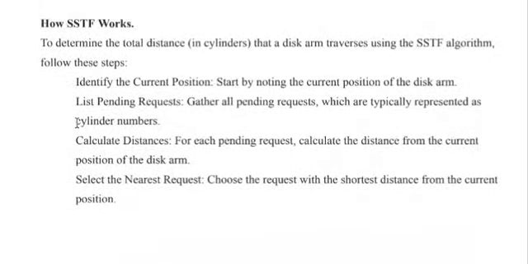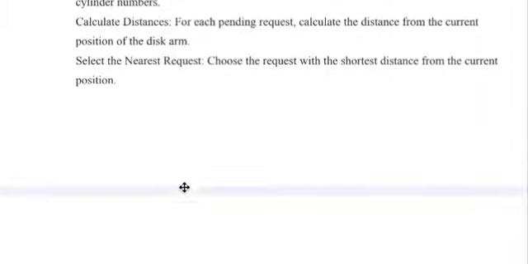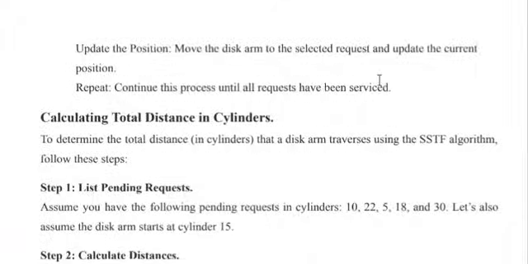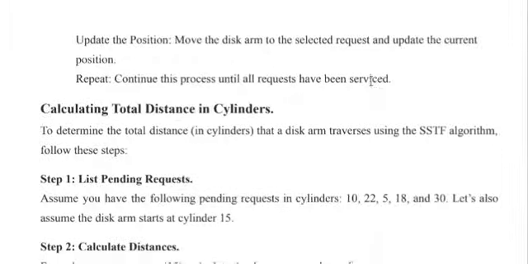How SSTF works. To determine the total distance in cylinders that a disk arm traverses using the SSTF algorithm, follow these steps. Identify the current position. Start by noting the current position of the disk arm. List pending requests. Gather all pending requests, which are typically represented as cylinder numbers. Calculate distances. For each pending request, calculate the distance from the current position of the disk arm. Select the nearest request. Choose the request with the shortest distance from the current position. Update the position. Move the disk arm to the selected request and update the current position. Repeat. Continue this process until all requests have been serviced.